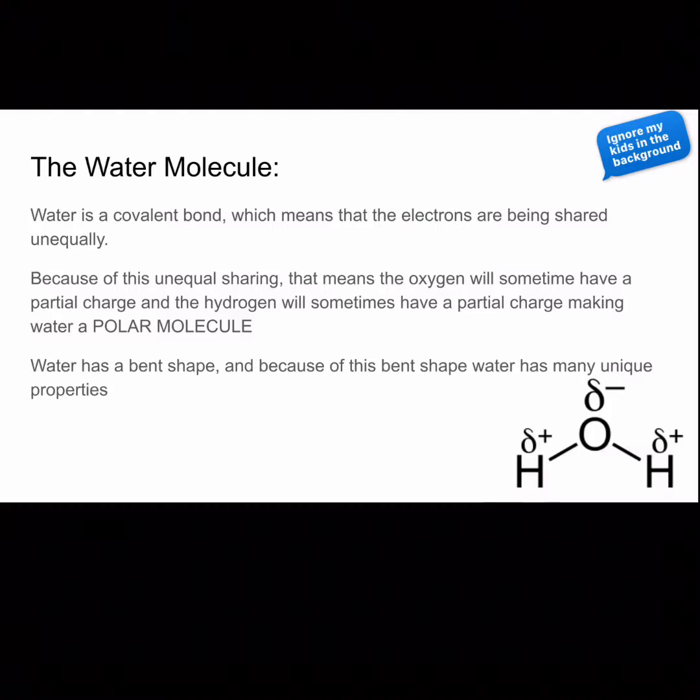Because of this unequal sharing, that means that oxygen will sometimes have a partial charge and hydrogen will sometimes have a partial charge. Because there's partial charges, it's called a polar molecule. That's a new vocab word for you, polar molecule. If you look at the symbol in the bottom right corner, the weird S looking thing, that's showing your partial charges. So it's showing oxygen is partially negative, hydrogen is partially positive. Water has a bent shape, so because it's bent, it gives water a lot of unique properties.